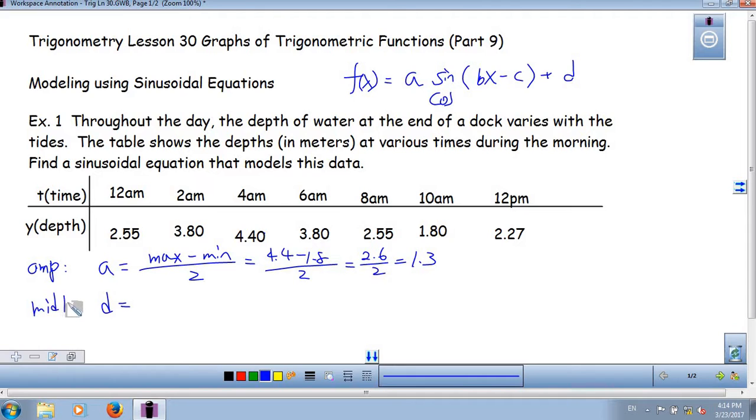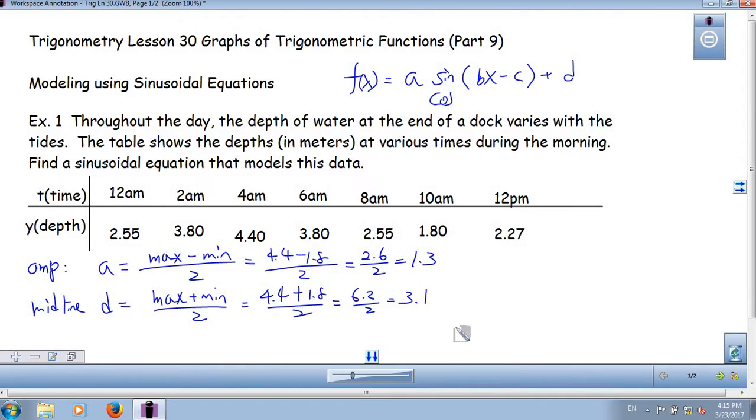Now, it is important to determine the midline, the average value. The midline is the maximum plus the minimum divided by 2, which is the average of the maximum and minimum. So we do 4.4 plus 1.8 divided by 2. That gives us 6.2 divided by 2, which is 3.1. This is the average value, the 3.1 meters, the average depth at the dock from 12 a.m. to 12 p.m. That's basically the middle value. All right, so we got A, we got D.